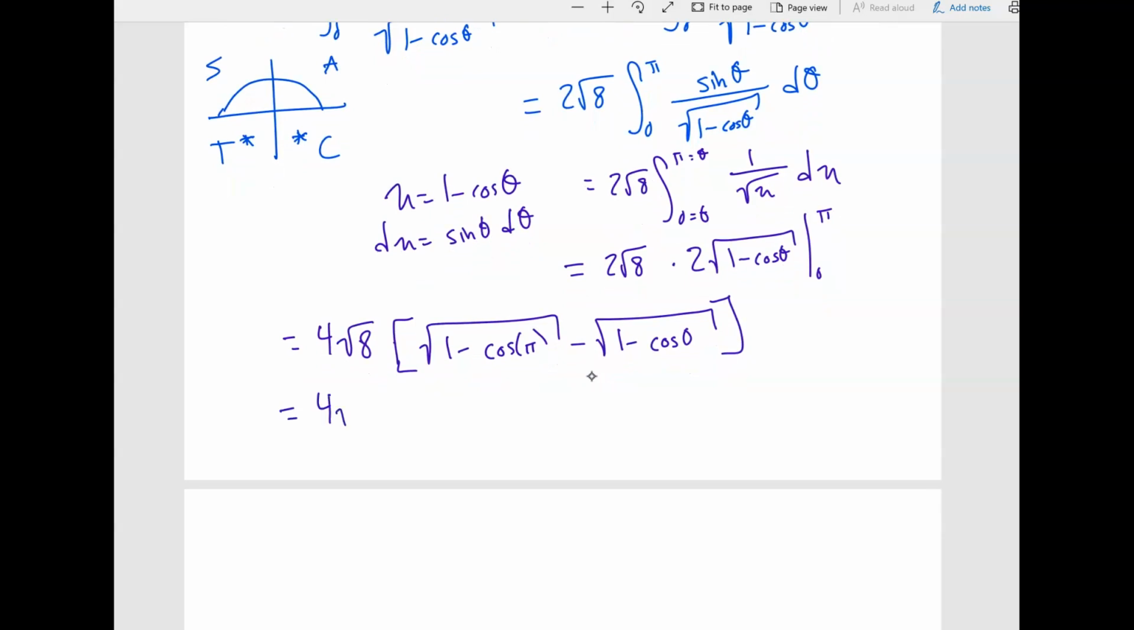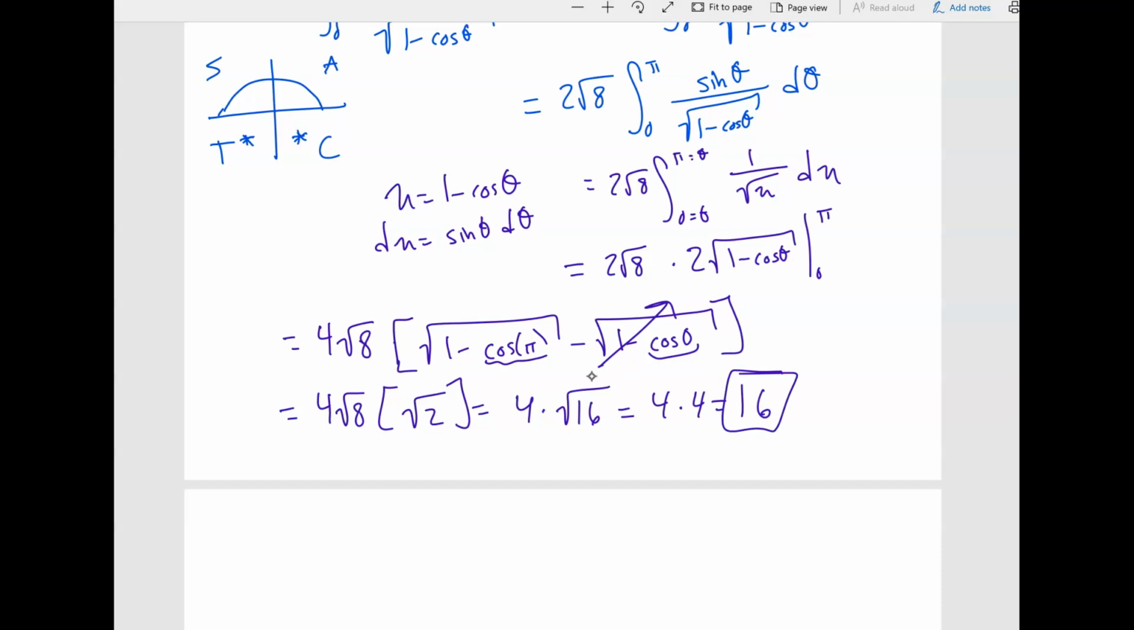So you're going to have 4 square root of 8. This is going to give me a negative 1, which is going to give me a positive 2. This is going to give me a 1, which is going to give me a 0. So what I'm left with is 4 times square root of 16, which is going to give me 4 times 4, which gives me 16.